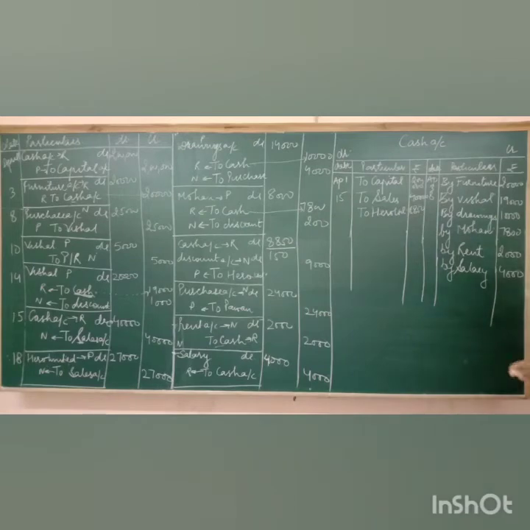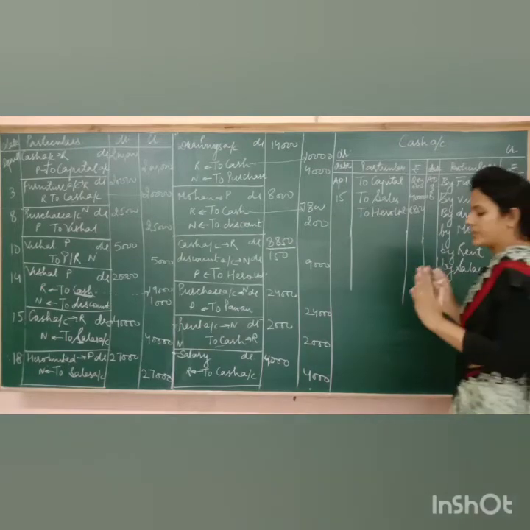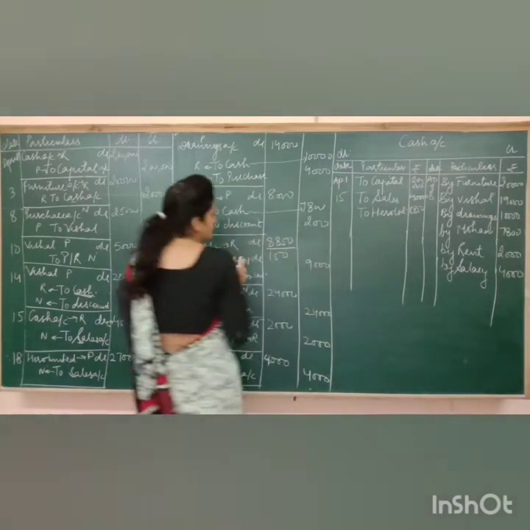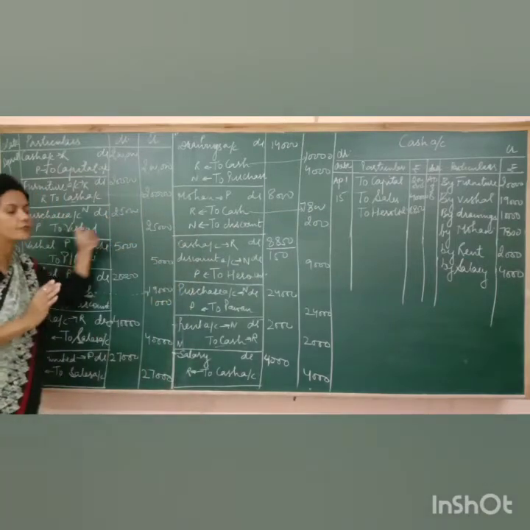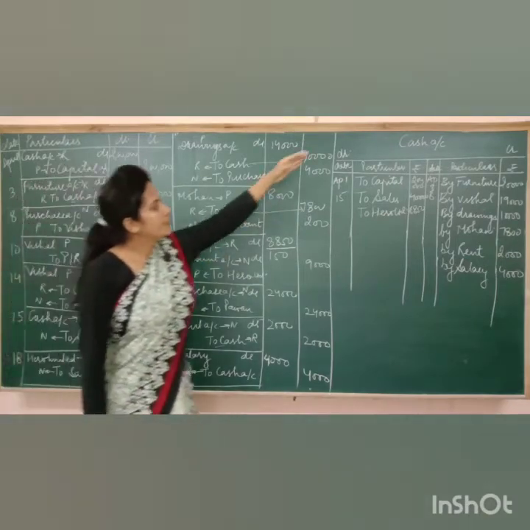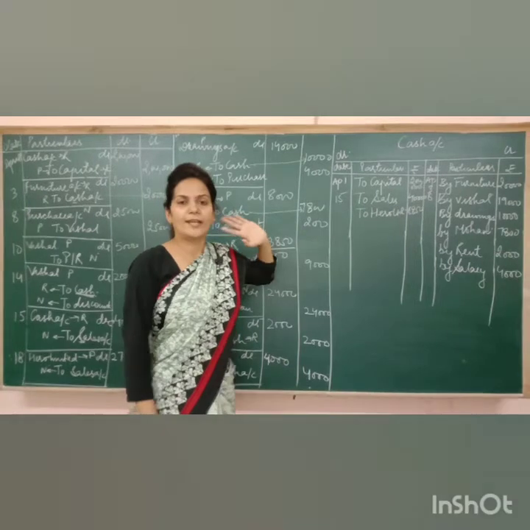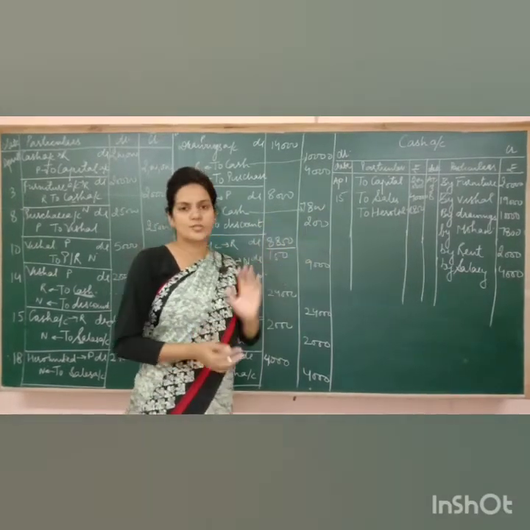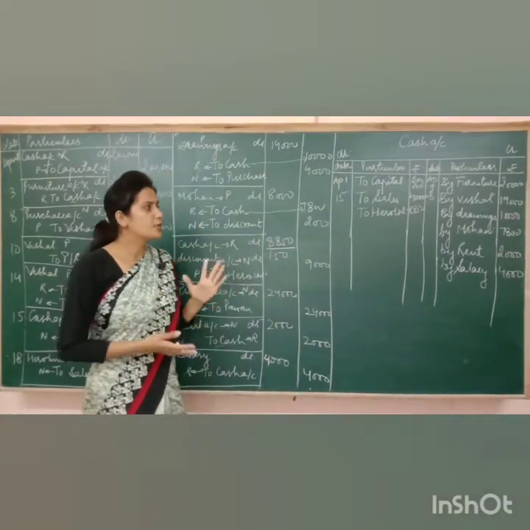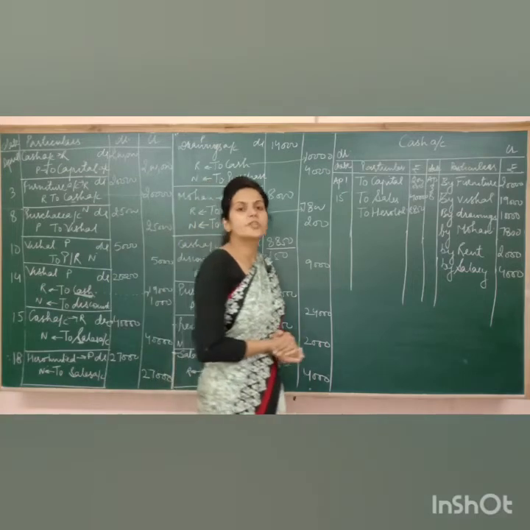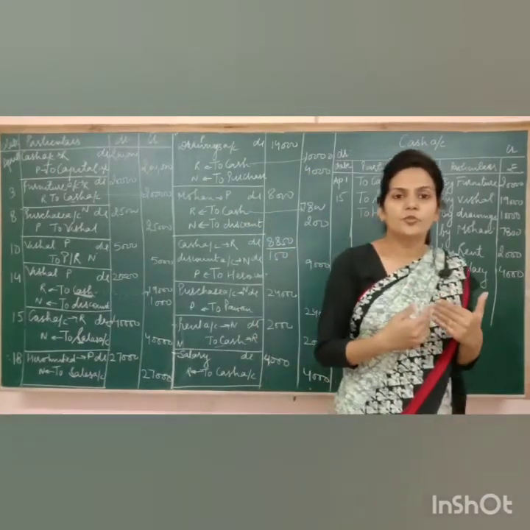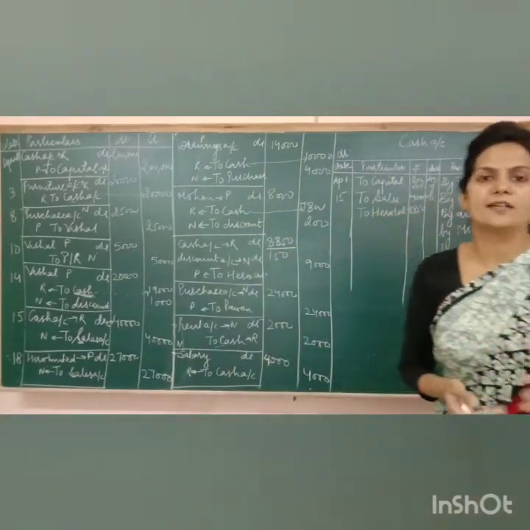Now students, check what we have done now. We have just posted the transactions from journal to the ledger of cash. What I did was just the posting. But here the story doesn't end. After posting, what do we have to do? We have to do its balancing.